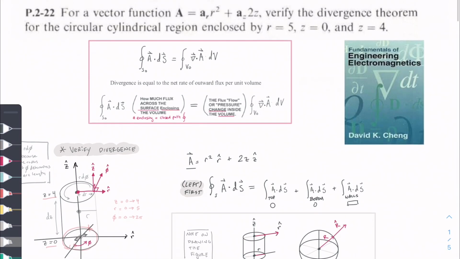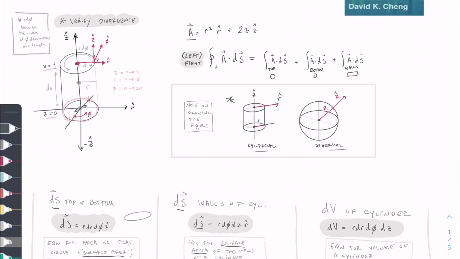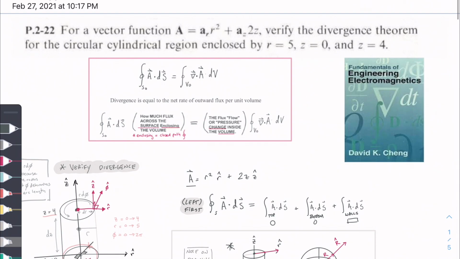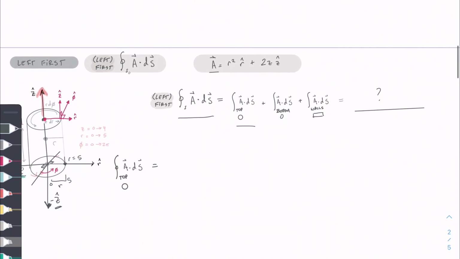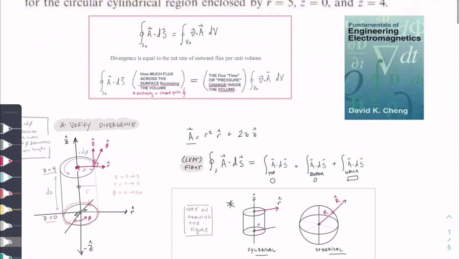Before I get into the problem, I am going to do a little background about the setup, why we're setting things up this way, and then a little background on where these ds values come from. If you want to skip this, please feel free to fast forward to when I start on the second page with actually solving the problem. So feel free to skip ahead now.